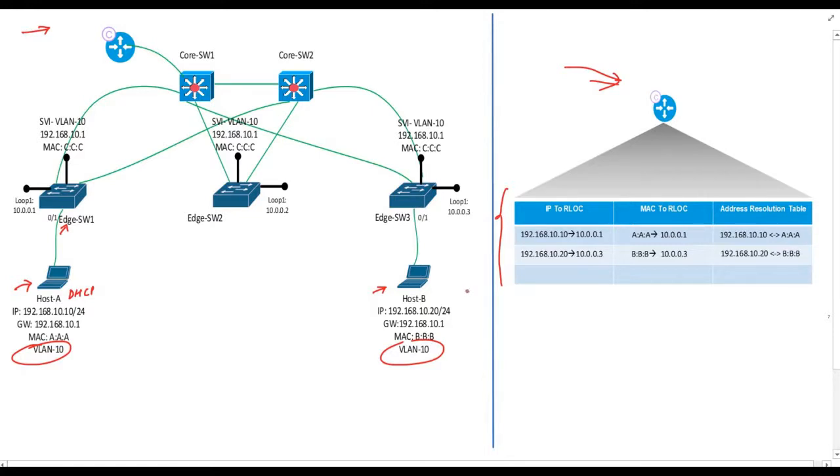One important observation here is that all edge switches have a switched virtual interface configured for VLAN 10. And interestingly, the MAC address of all these SVI interfaces is the same, which is C:C:C, right? Actually, here we are discussing the distributed anycast gateway concept. But again, to understand any new concept, we should know why in the first place it comes into existence, right?